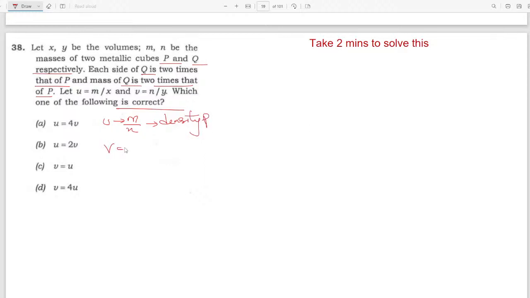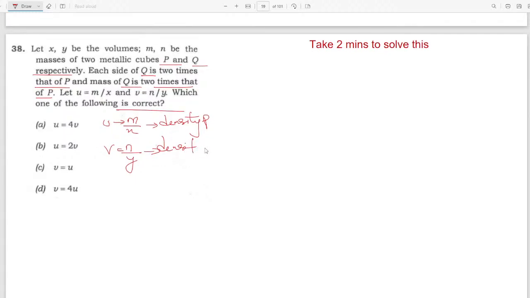Similarly, V is equal to N by Y, and that is the density of Q. So U is the density of P and V is the density of Q. And then they are saying that each side of Q is 2 times that of P. So let the side of P be equal to A. So the side of Q is equal to 2A.